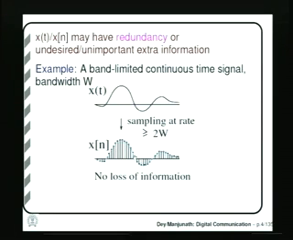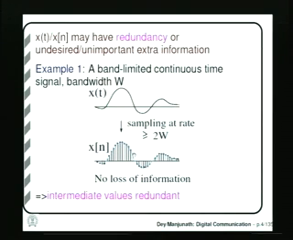So, that means that there is no loss of information when we sampled this continuous time signal at a rate greater than or equal to 2 times W. And that in turn means that all the intermediate values between the samples which we have discarded did not really contain any extra information over what these samples contain. So, intermediate values were really redundant.